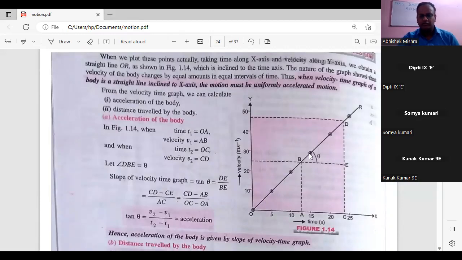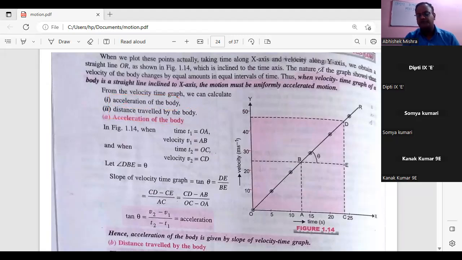Now let us start from here. From this graph also, we can calculate two very important things. One, we can calculate the acceleration of the body, and also we can calculate the distance traveled by the body. How is it possible? For this, let us first focus on how we can calculate the acceleration.